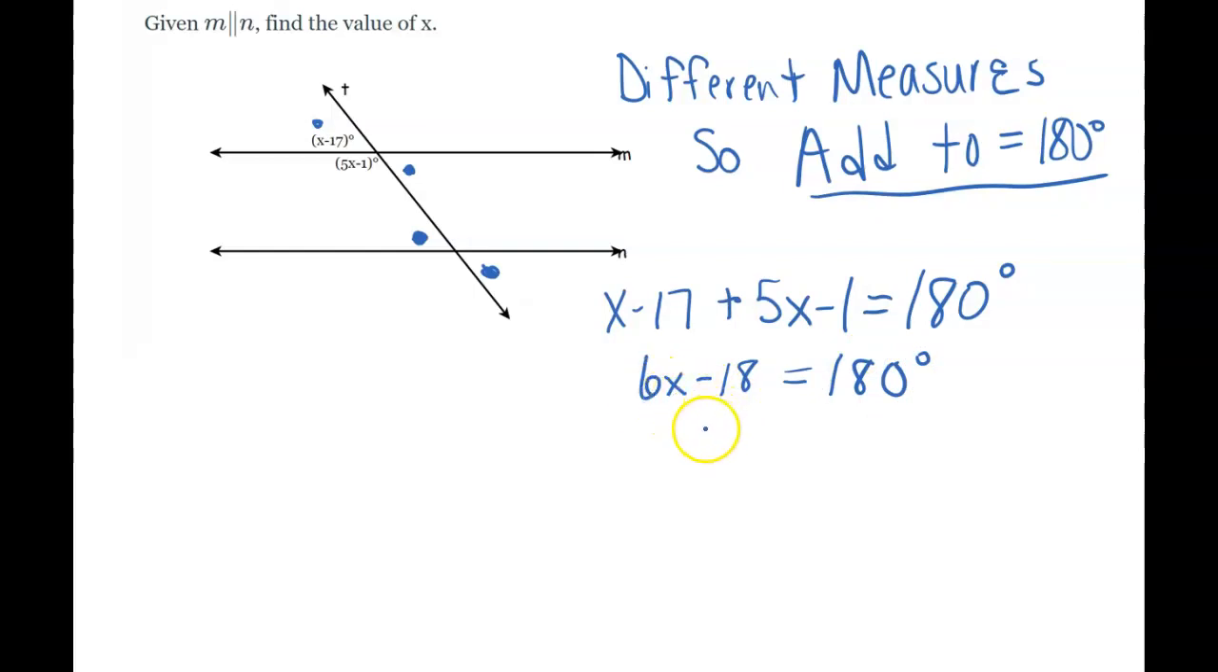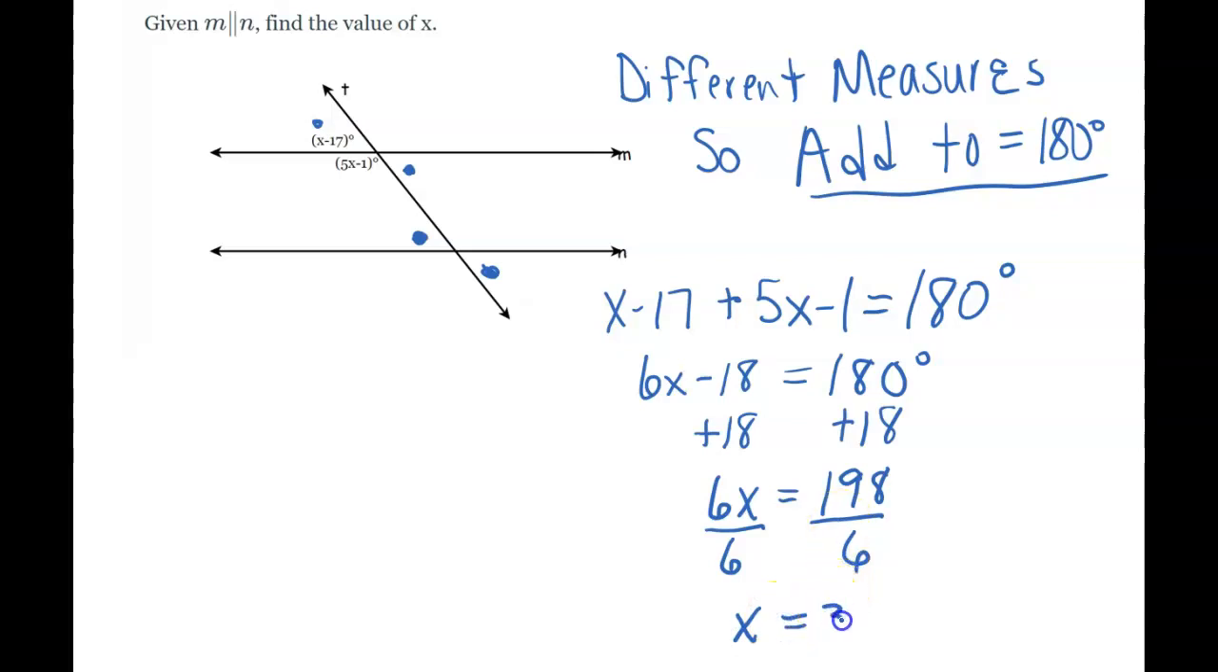I need to get that x by itself, so I need to eliminate the negative 18. To get that to 0, I add 18 to both sides, leaving me with 6x equals 198. Now I have 6 times x, and I still need to get that x by itself, so I'm going to divide both sides by 6. x equals 33.